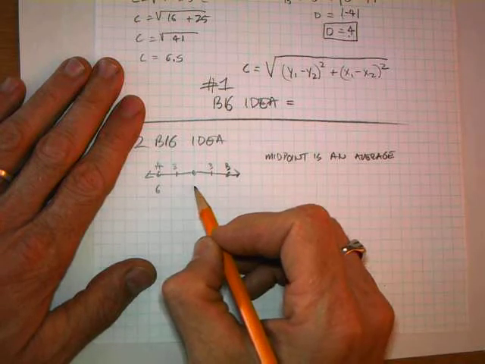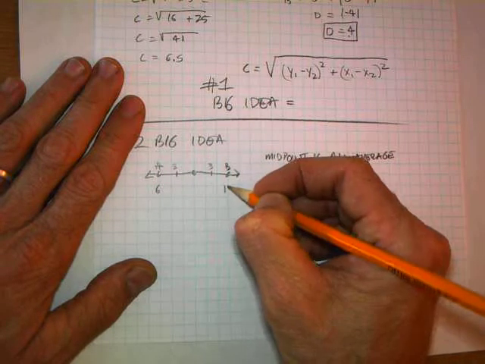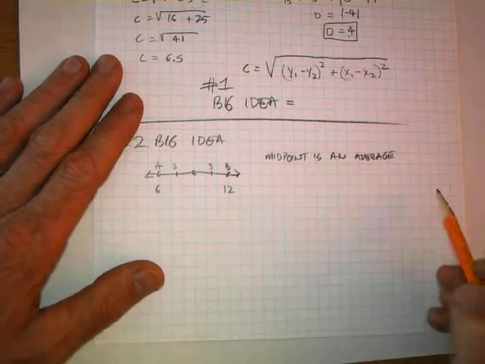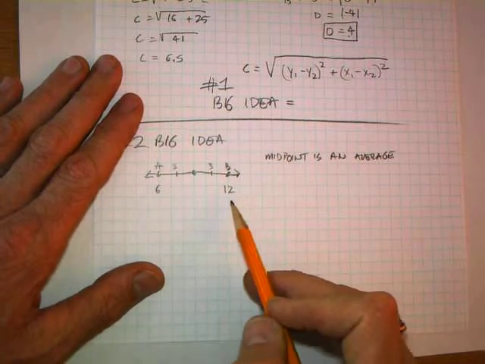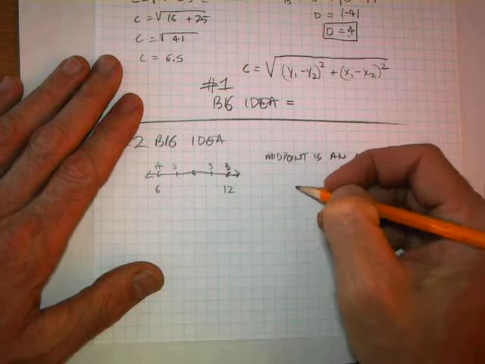Okay, so let's just go ahead and call point A here 6 on the number line. 7, 8, 9, 10, 11, 12, and let's call point B 12 on the number line. What's the average between 6 and 12? How do you do that? Well, it looks something like this.